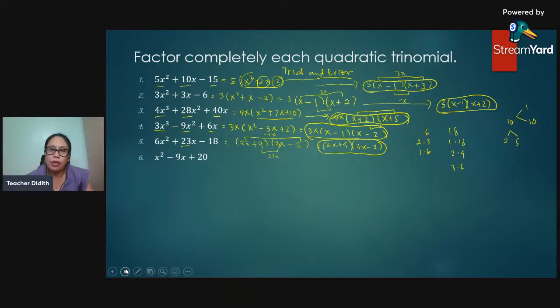Sige, let's move on with number 6 quadratic trinomial. Although x squared, the factors are x and x, but for 20, we will consider some factors of 20. Okay?